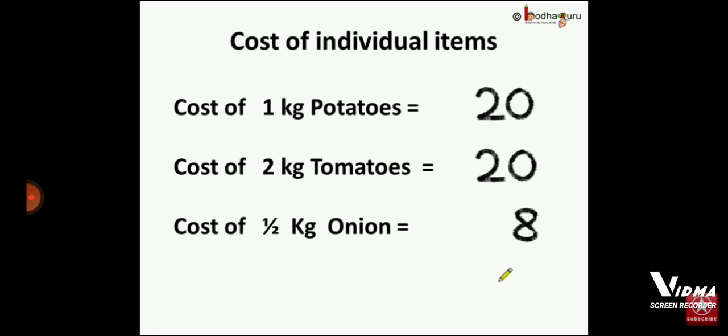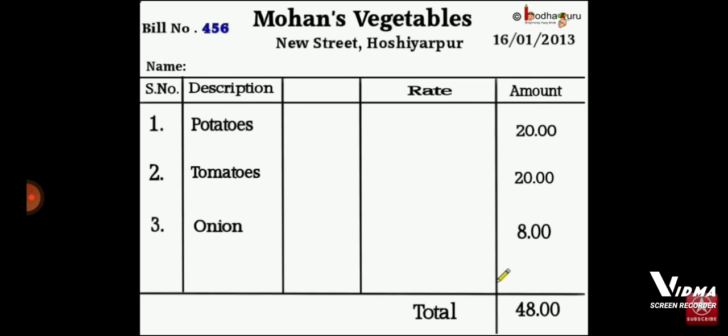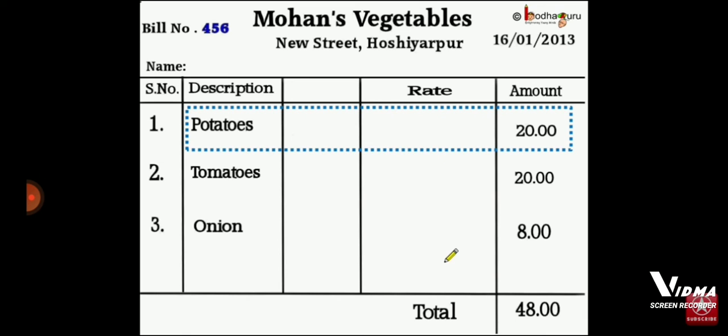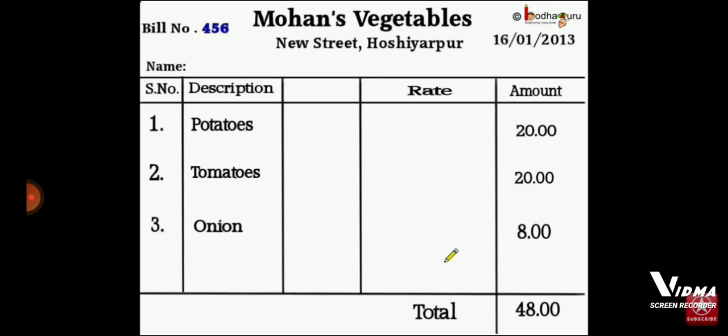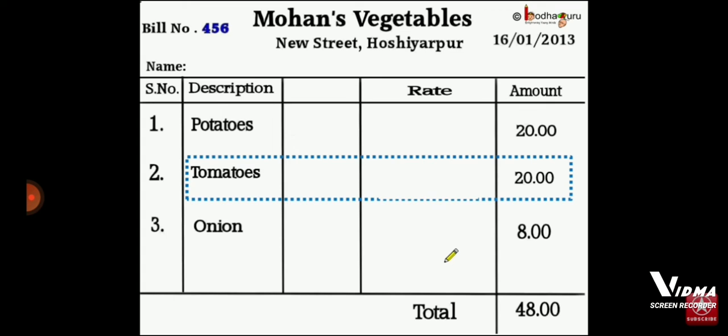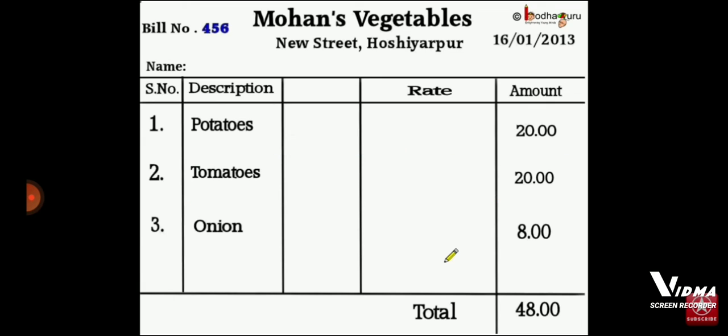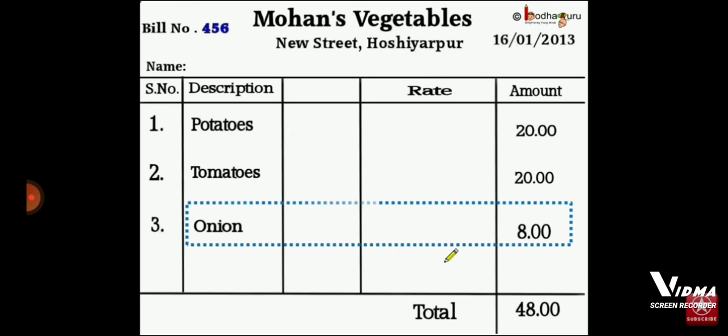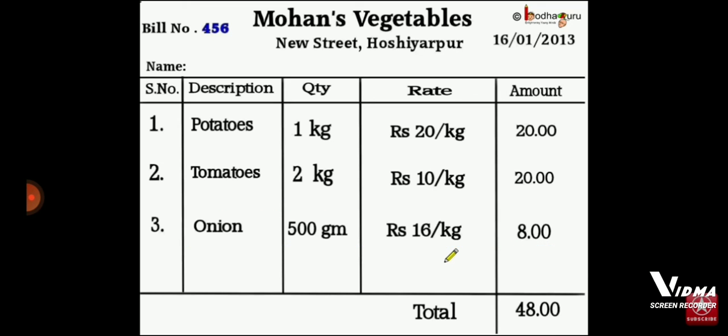To find out the money paid by the customer, what does he have to do? He has to add all of the things together. Potatoes 20, tomatoes 20, onions 8 rupees. When he has done the totaling, there is no paise, there are only rupees, that is 48, which includes the potatoes 20 rupees, tomatoes 20 rupees and onions 8 rupees. So this is all we have for a bill.